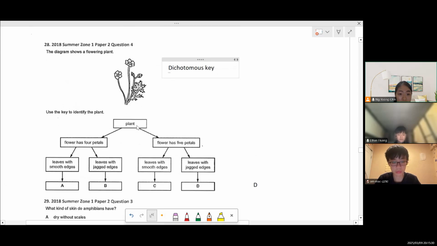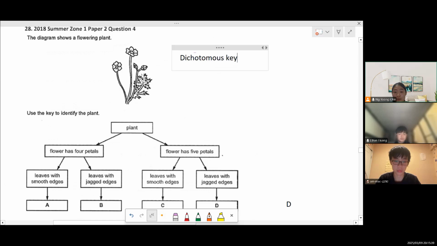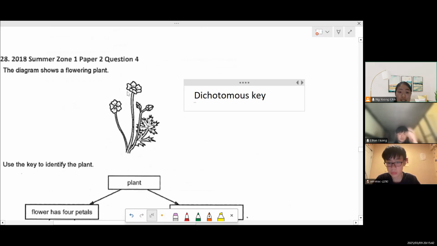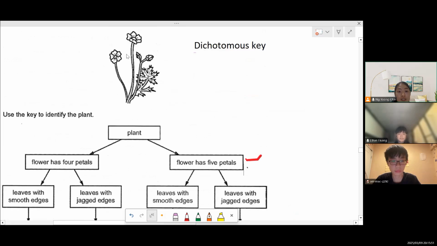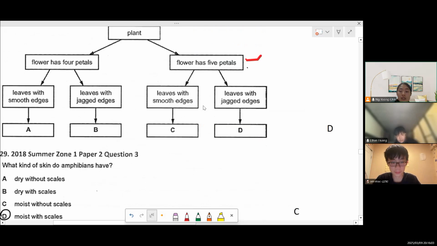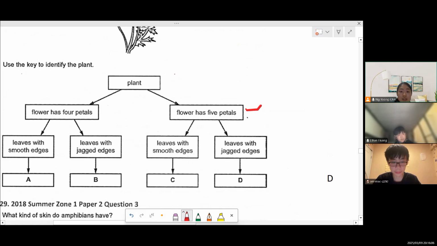So this is a plant. Then this flower has 4 petals or 5 petals. So you calculate the petals. You can clearly see that there are 5 petals, right? 1, 2, 3, 4, 5. So it refers to this group. Now when you look at the leaf, does it contain a leaf with a smooth edge or a leaf with a jagged edge? Jagged edge means something like this, just like in the picture. If it contains the smooth edge, the edge will look like this, smooth. So the answer should be D.